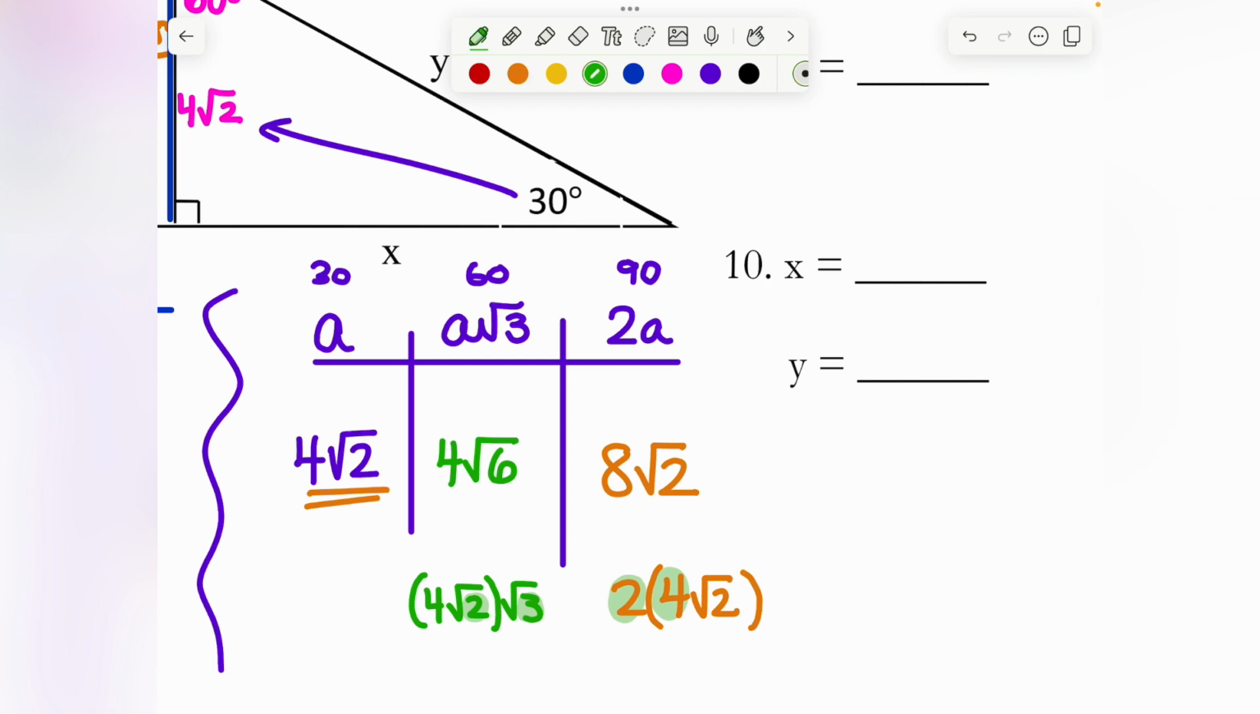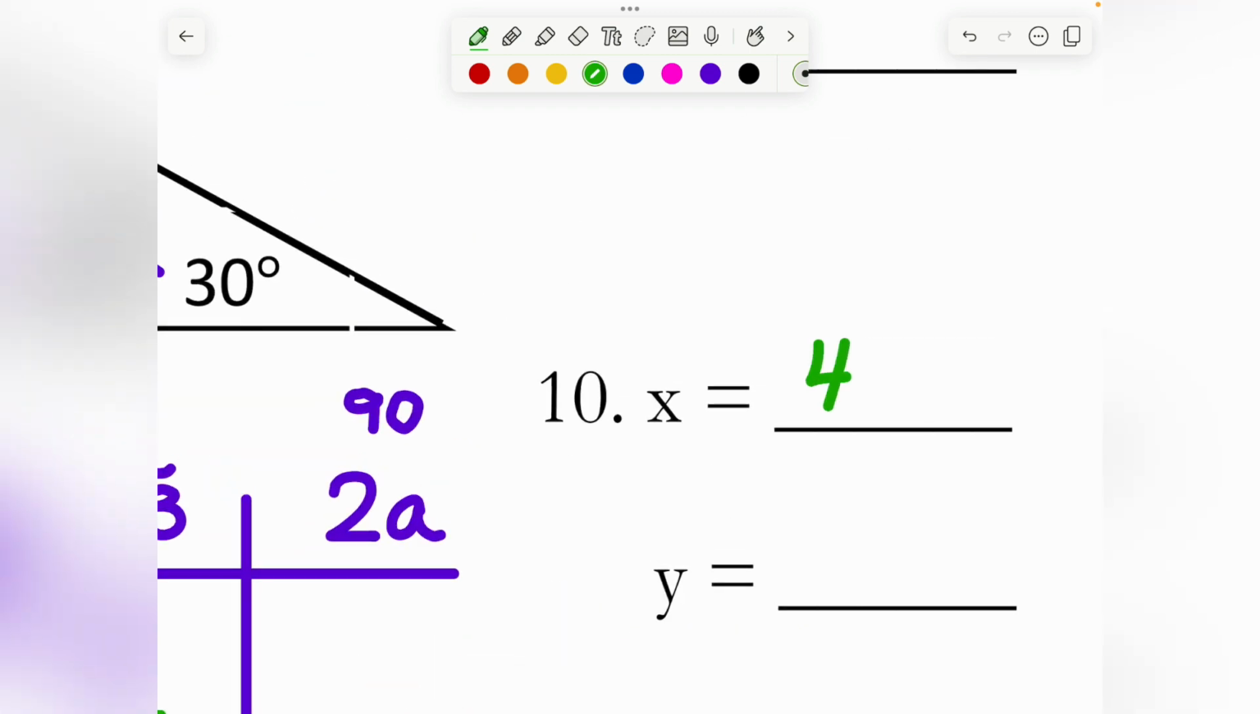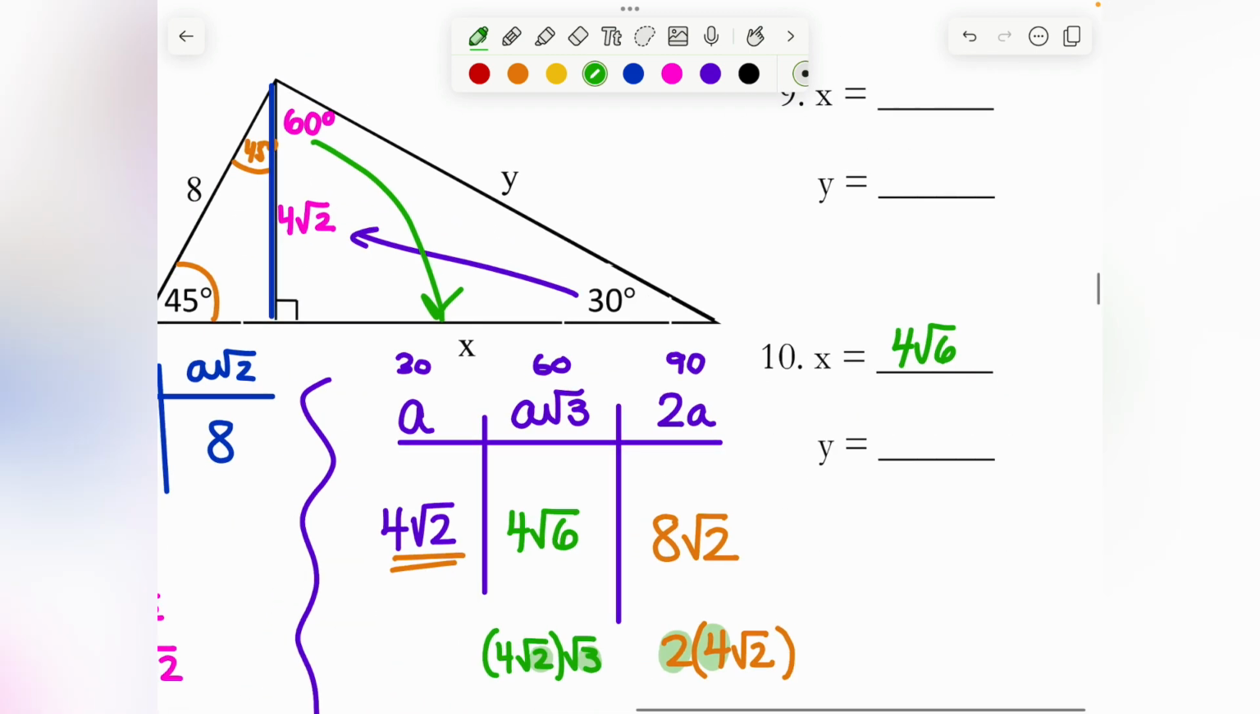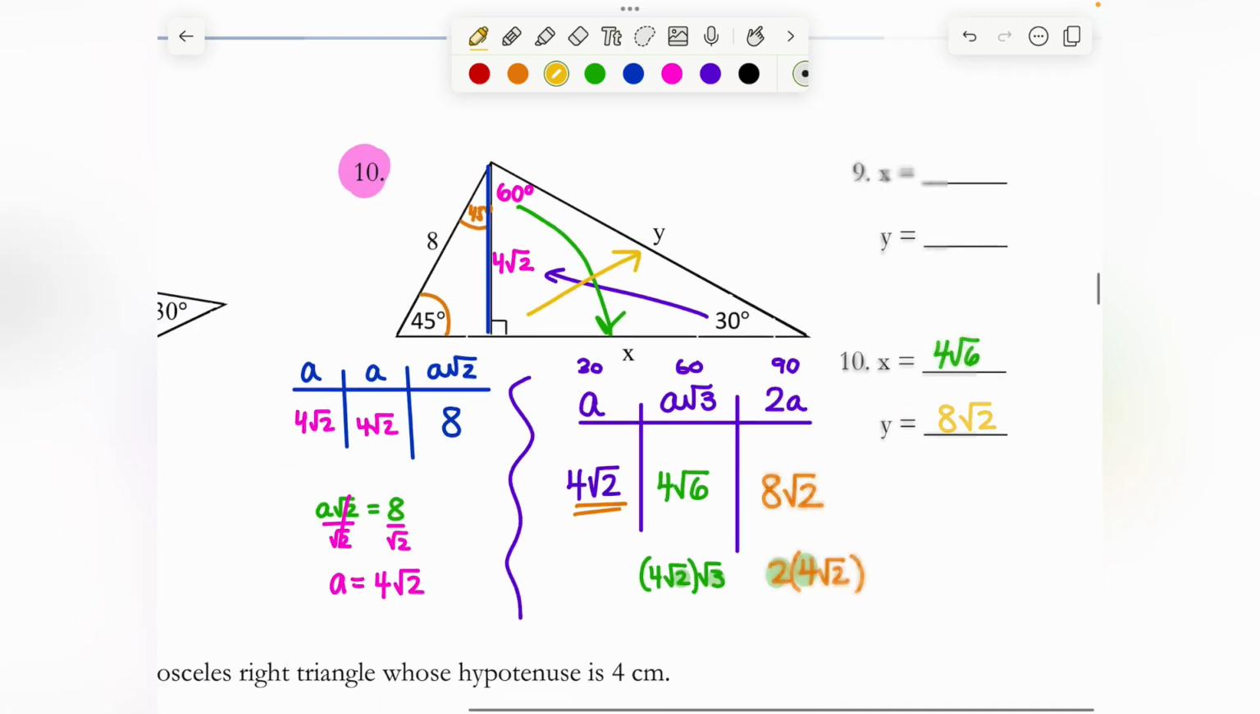4 root 6 is across from the 60. So that's x. And across from the 90 is that 2a, which is 8 root 2. Those are the answers.